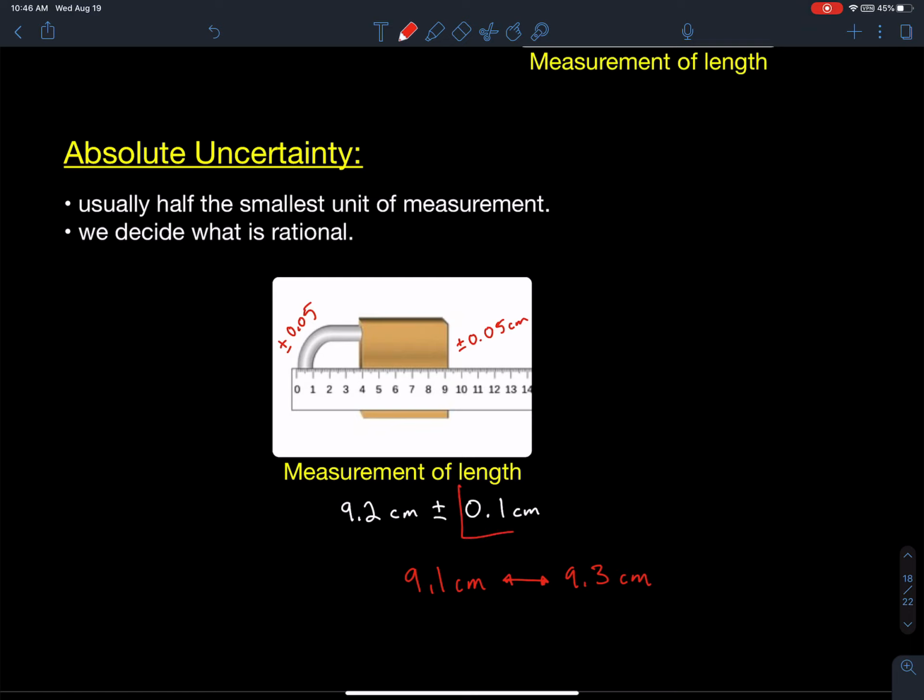And this is what's called absolute uncertainty. Okay? We are telling the world that we have confidence that that lock will fall anywhere in that range.